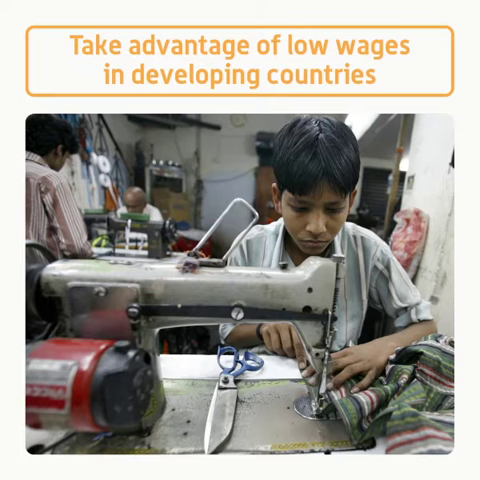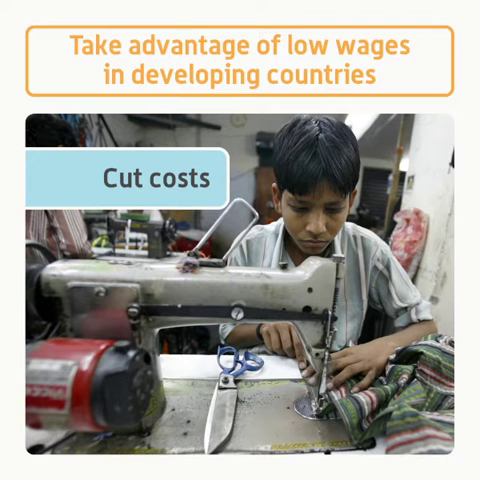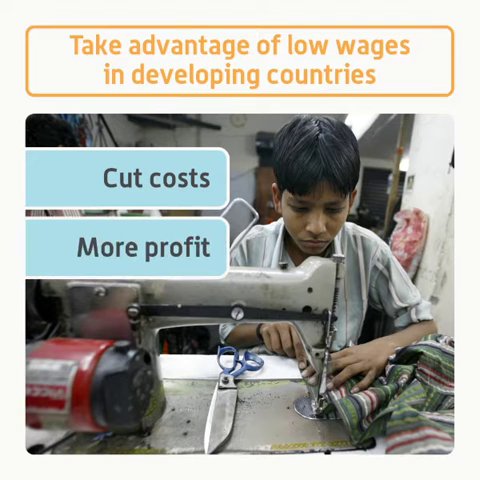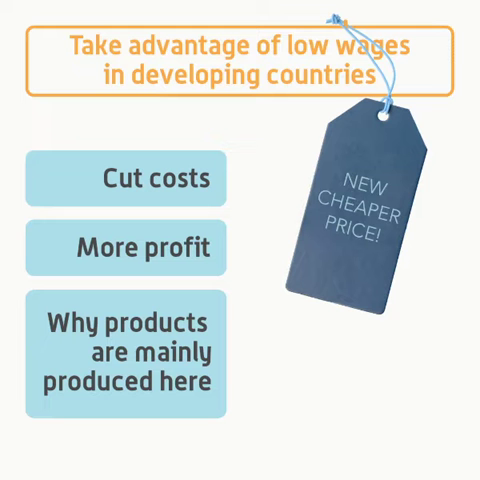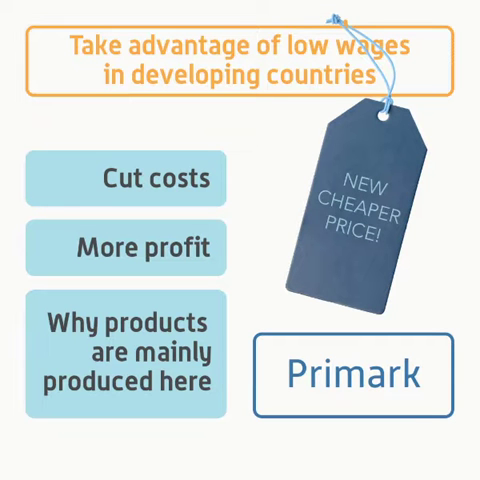UK businesses can take advantage of low wages paid to workers in developing countries. This is often attractive to businesses as it helps to cut costs, which therefore means more profit. This is why products are mainly produced in developing countries. Cheaper production costs means that businesses can sell their products for a cheaper price. An example of a business using this strategy is Primark.